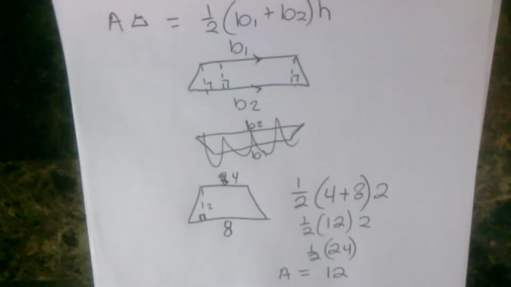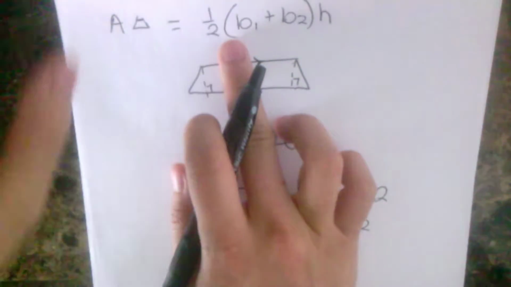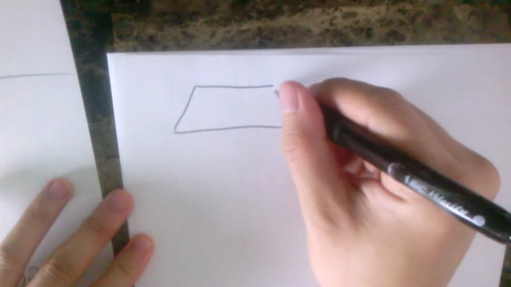It's a pretty simple idea. I'm going to show you one more example where you have to do a little extra work to figure it out, but it shouldn't be too bad. All right, so again, we're going to use the same formula, but we're going to have a different type of problem. So here's a trapezoid. Let's make it like, I don't know, like that.